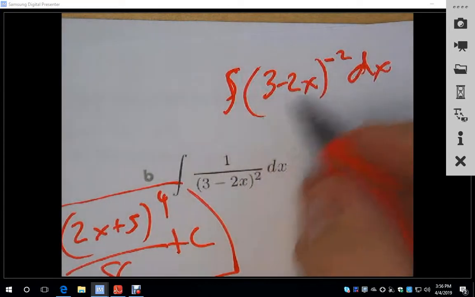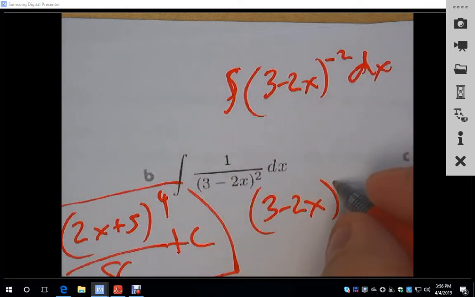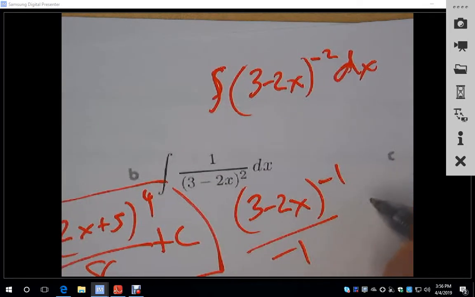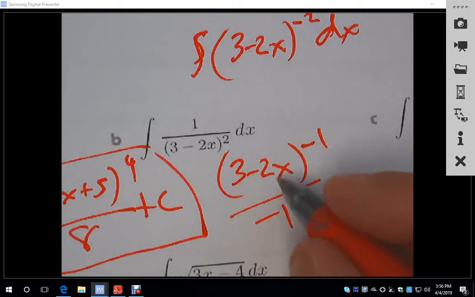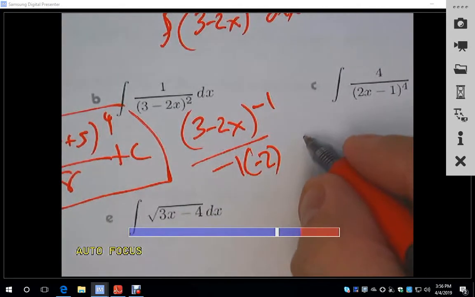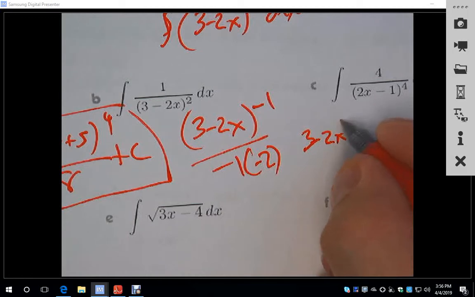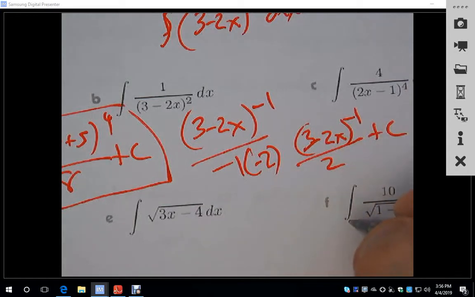I'm going to take the integral of the outside function, so that would be 3 minus 2x to the power of, if I add 1, that's going to give me negative 1 over negative 1. And then we divide by the derivative of the inside function, that would be just negative 2, so negative 2. So that would give me 3 minus 2x to the power of negative 1 over negative is a positive, so that would be 2 plus c.